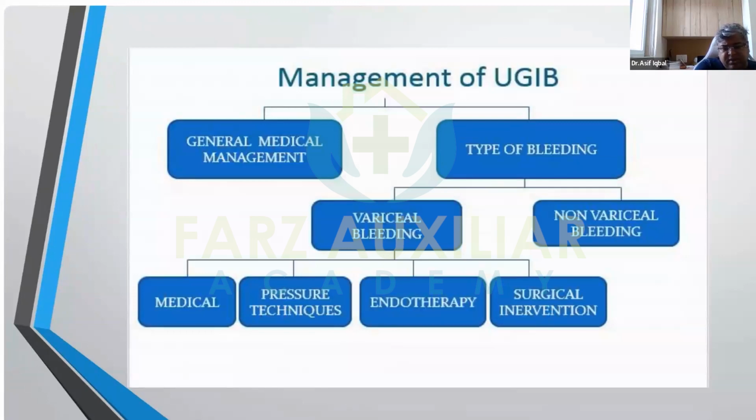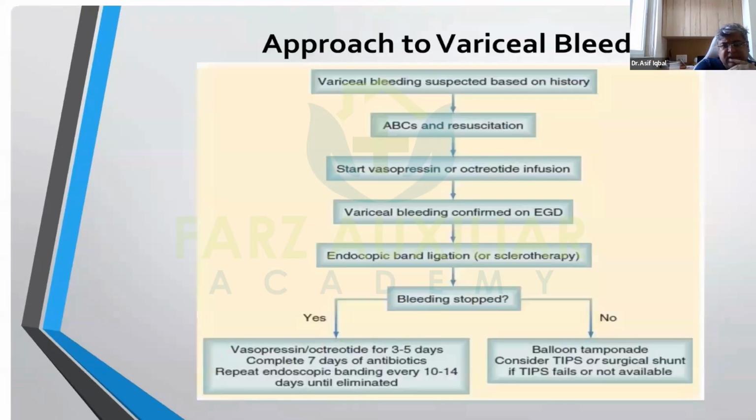If there is a variceal bleeding: medical management, pressure technique, endotherapy, and surgical intervention. Variceal bleeding, first thing is resuscitation, start vasopressin or octreotide infusion, confirm the diagnosis, and the endoscopic band ligation or sclerotherapy. If bleeding stops, continue octreotide and complete 7 days of antibiotic. Repeat endoscopic banding every 10 to 14 days until eliminated.